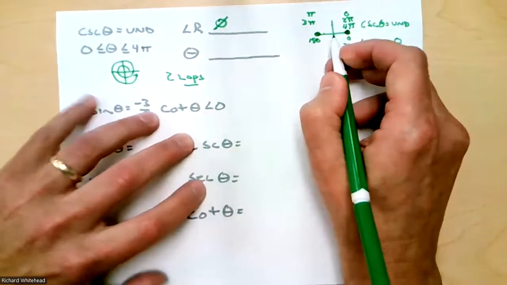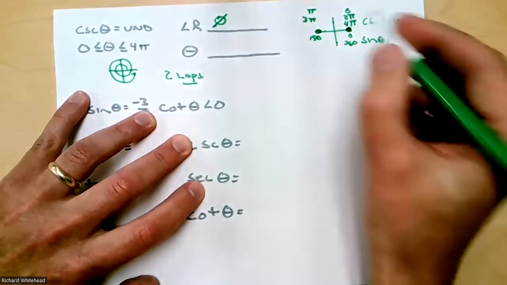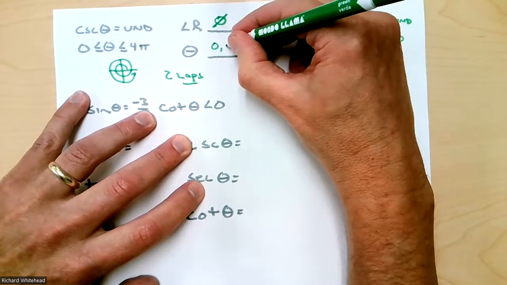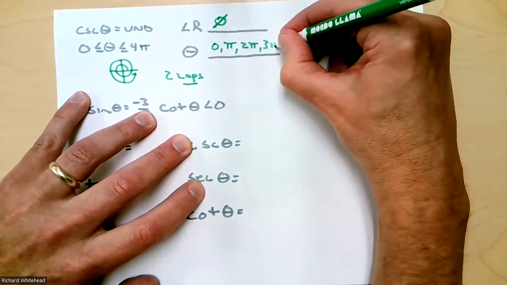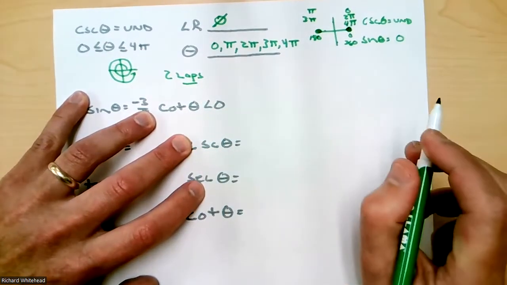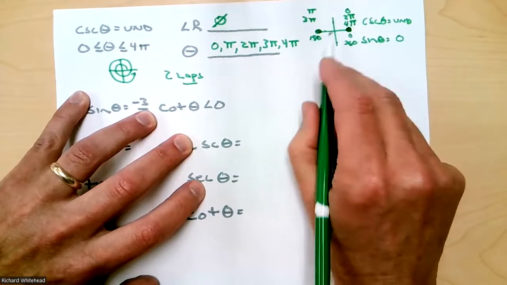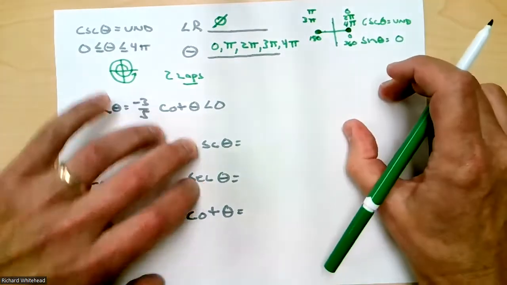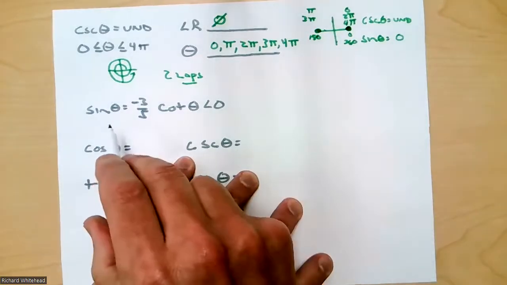Somebody says, well, why did you include the 4 pi? Because it does say "or equal" here. If it didn't say "or equal," I wouldn't put the 4 pi. So that's 0 pi, 2 pi, 3 pi, 4 pi, because we had to go 2 laps. And sometimes these have multiple solutions. And if I wanted to, I could do it in degrees if I wanted to take the time to answer all this carefully. All right, let's talk about one of these guys.